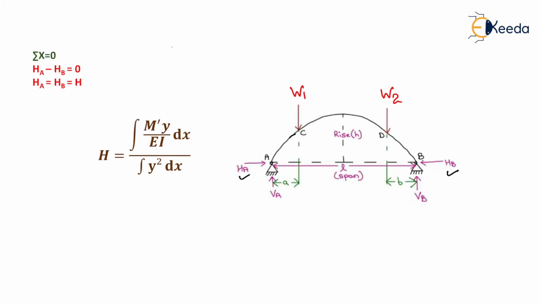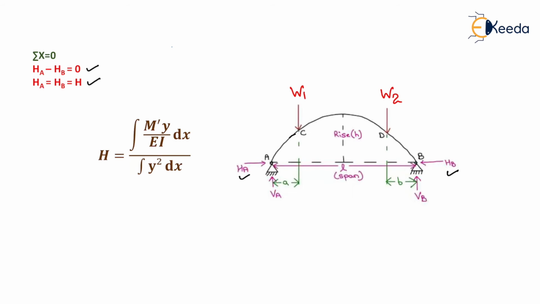Now we will use our next equilibrium condition, that is sum of all the forces in the horizontal direction is equal to 0. So HA minus HB will be equal to 0. Therefore HA is equal to HB and it is taken as redundant force H. Now to find the redundant force H, we need to find the value of integration 0 to L of M dash y upon EI into dx, upon integration 0 to L of y square dx.